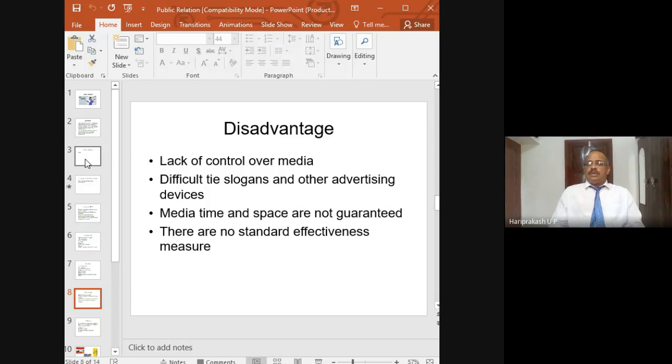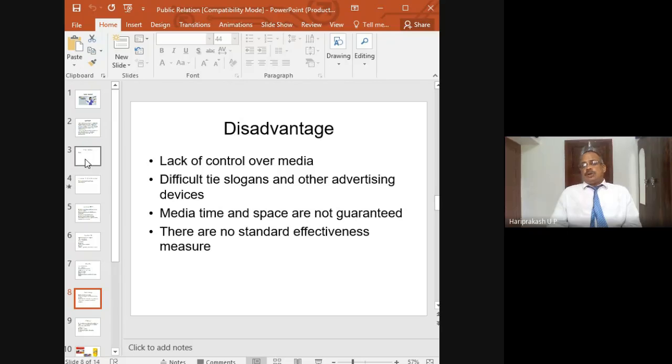Difficult to tie slogans and other advertising devices. You cannot have all the benefits, or you cannot have the slogans written. So in a news article you cannot write a slogan. What you can do in print advertisement, that you cannot do here. Article should be in a particular format only. The words, it should be in particular sentences, paragraph. You cannot write slogans, and logo you cannot use there. But in advertisement you can do that.